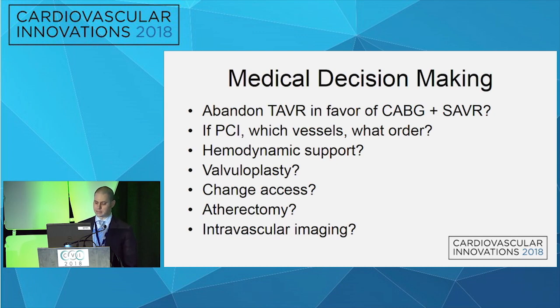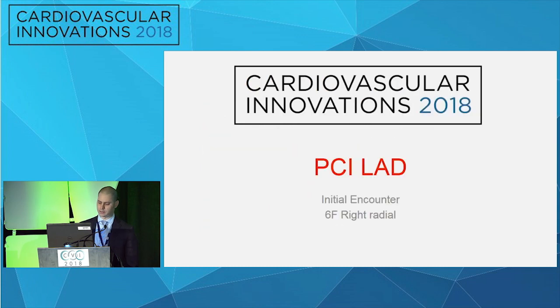Hemodynamic support might be nice with an Impella, but really that wasn't an option, not only because of his severe AS, but also his peripheral vascular disease. We couldn't do a transfemoral Impella. Something that came up Thursday when we were discussing this case was possible valvuloplasty. We didn't think we were going to get much additional benefit from that, just because he was closer to moderate AS than critical AS, so we thought we could get away with that. And as far as access, we're a primary radial center. We felt comfortable staying with our right radial access.